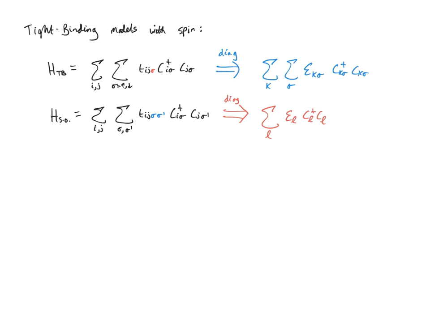Instead, all we have to do is imagine that the spin is just another quantum number which distinguishes different orbitals, maybe with the same real space position but with different spin. In terms of the algebra that we need to be able to compute things using this representation, things are not really so different.